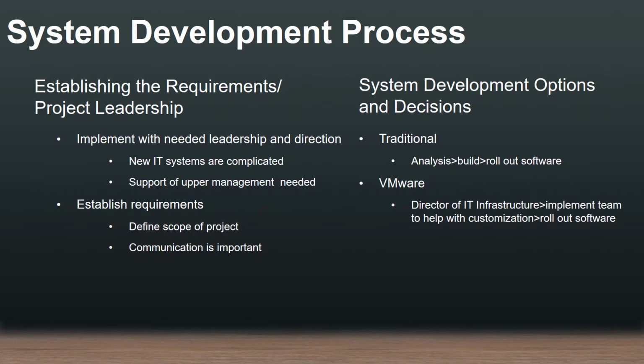The path ECMC used for the development of the system was not traditional because the organization has an application development team, but decided to purchase the software instead. Traditionally, they would perform an analysis of what was needed, work to build the program internally, then roll out the newly developed software. With VMware, they worked with the Director of IT Infrastructure to determine the purchase. Then they worked to implement a team that would help with needed customizations, finally rolling out the software.